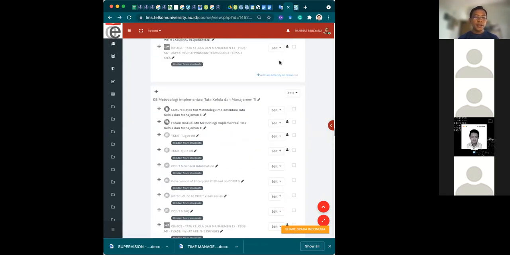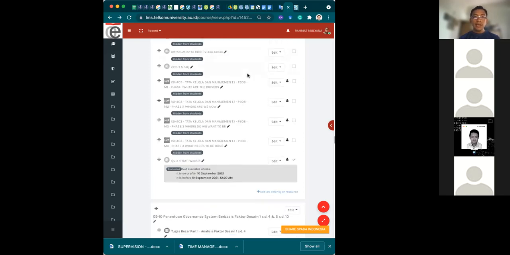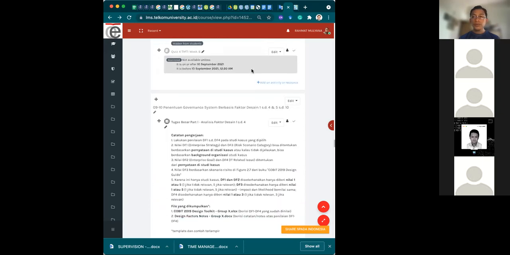Here it is. We are currently on the 8th week, the 8th session, and we will learn about the methodology to implement IT governance and management according to COBIT. The reference that you will open is the COBIT implementation book, the 4th book, the latest book. Then I would like to remind you about the 9th and 10th sessions, which are about how to select the governance systems based on the design factors, right?